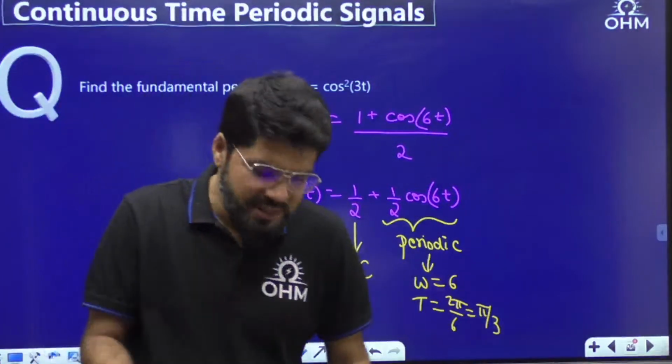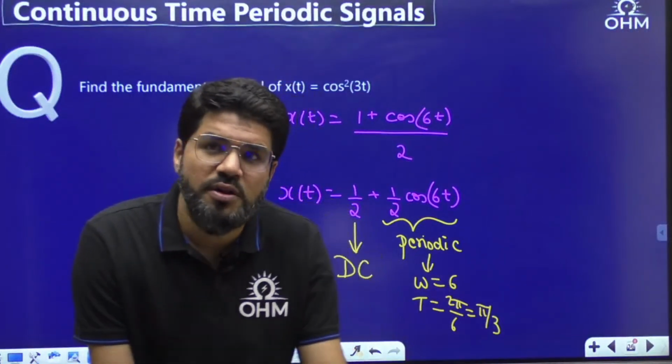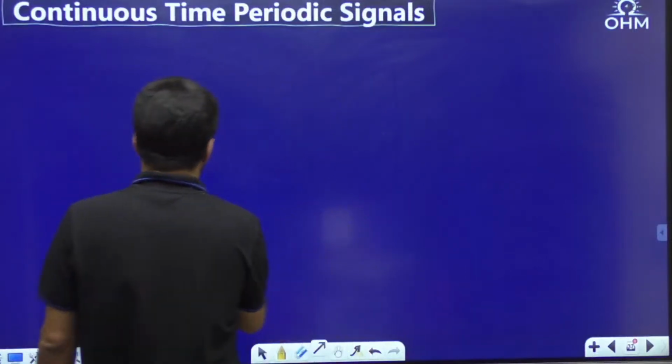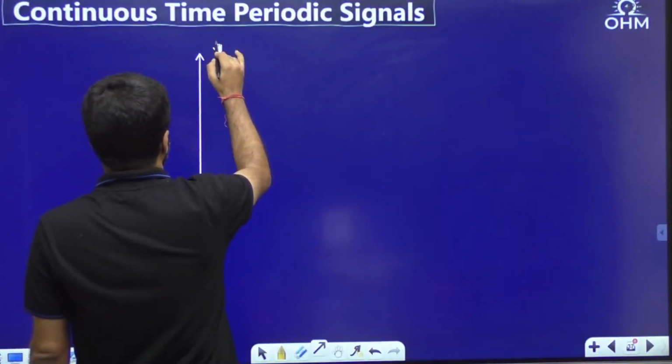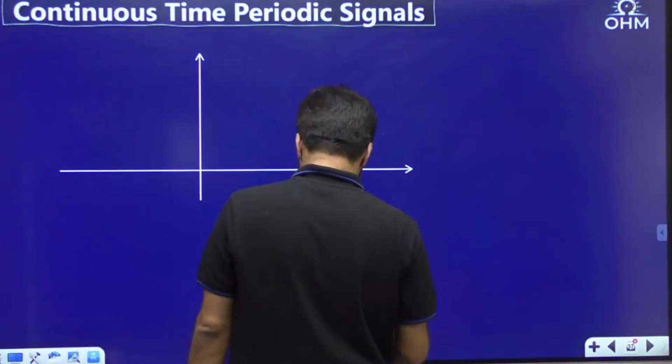Will the addition of a DC term, a constant term, affect the period or frequency or the periodicity of the signal? No, actually not. See what actually is going to happen here. I'll just show you what the waveform is going to be.